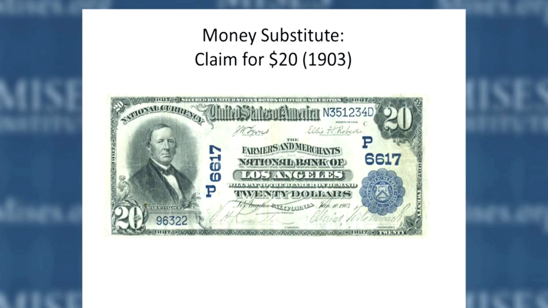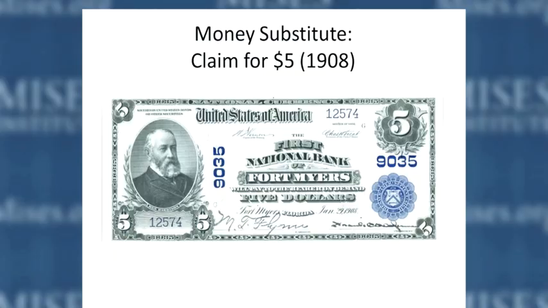Notice what it says. The Farmers and Merchants Bank of Los Angeles will pay to the bearer on demand $20. That's not the $20. It's a promise to pay $20. What is the $20? The $20 are the gold coins. Okay, in this case, 1 ounce of gold. Another example, the First National Bank of Fort Myers will pay to the bearer on demand $5. That's not the dollar. Those aren't the dollars. Okay.